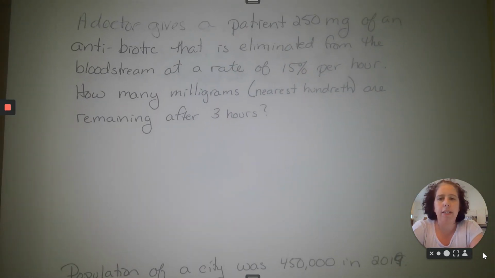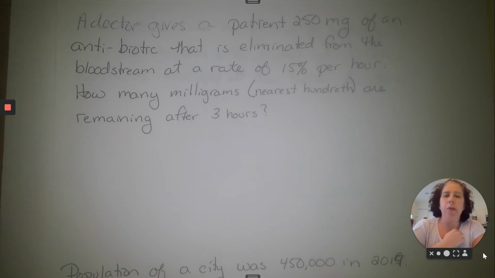All right, it says, a doctor gives a patient 250 milligrams of an antibiotic. That actually should be one word. Okay, so make sure you make that one word. That is eliminated from the bloodstream at a rate of 15% per hour. How many milligrams to the nearest hundredth are remaining after 3 hours?